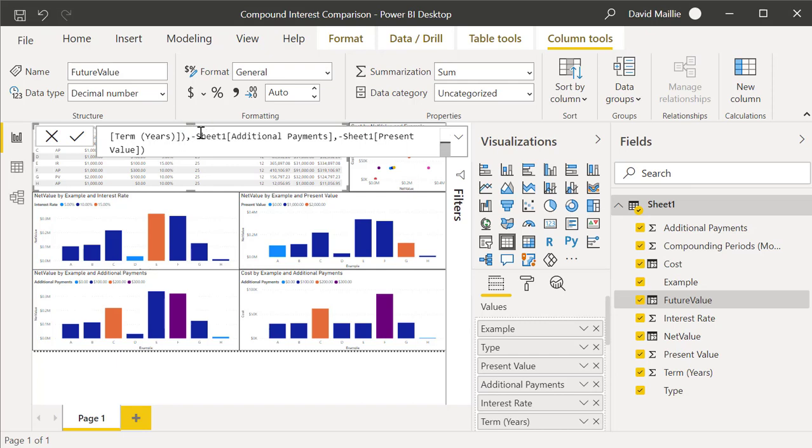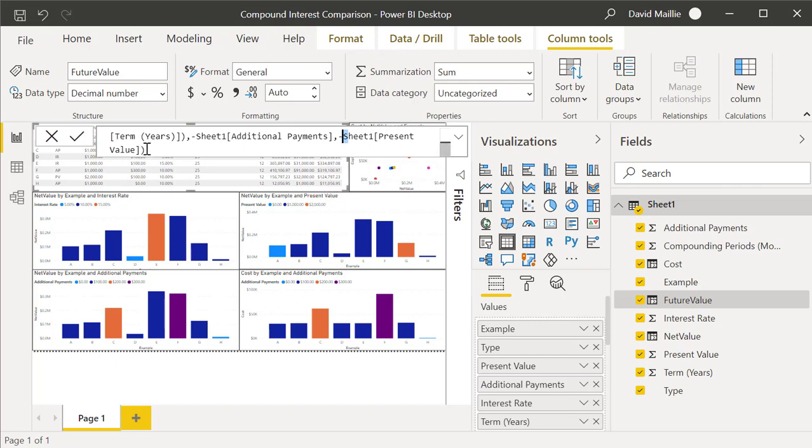Then I put another comma. Then I have the additional payments, and see that little negative in front of it? What that means is that I need a negative because it's a deduction. I'm putting that money in, I'm not getting that money out. That's the way Excel sees it, and Power BI sees it the same way. So you have a negative and then the additional payments, and then you also put another negative on the present value, because both are your investments. You have the present value investment and the additional payments.